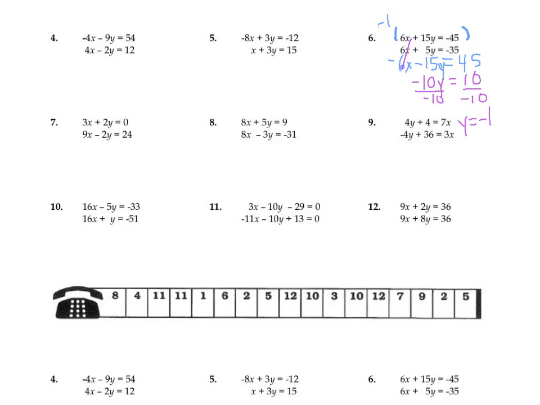So now we want to find what our x value is using that y value we just found. So we can plug that y value into either of our equations. So I'm just going to plug it into the second one. So we have 6x plus 5 times negative 1 equals negative 35.